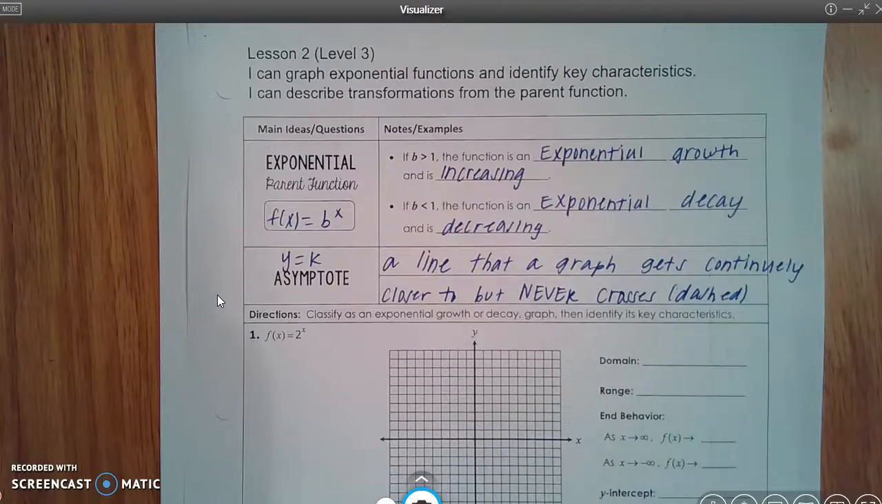So today we're going to talk about Unit 7, Lesson 2, which is graphing exponential functions. It's going to be split over into 2 lessons just because there's a lot to go through. You will need a graphing calculator for today.